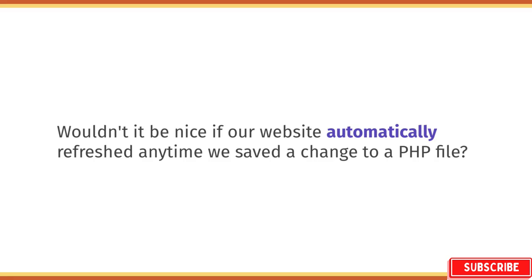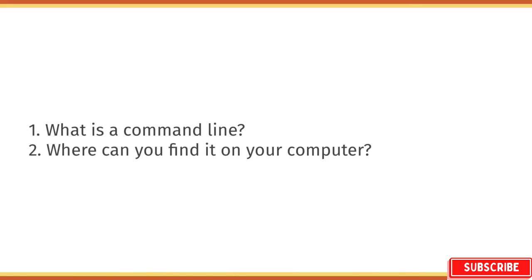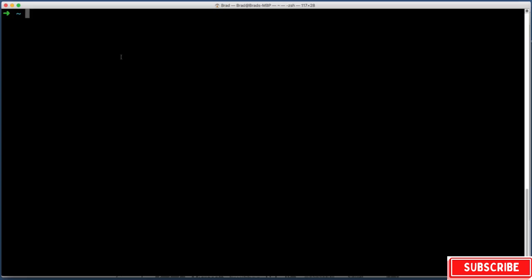So before we move on in this section, I first want to answer two big questions. What is a command line and where can you find it on your computer? A command line is just a place where you can type and run commands. So back in the 1980s this is how people used computers, but we didn't just step in a time machine. The command line is still relevant today. It's a central part of being a modern professional web developer now.